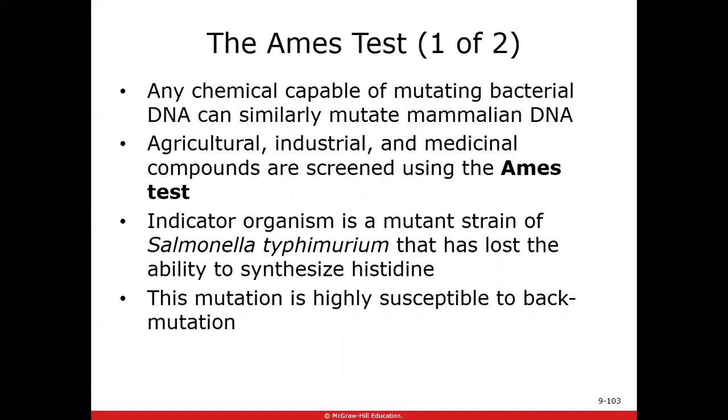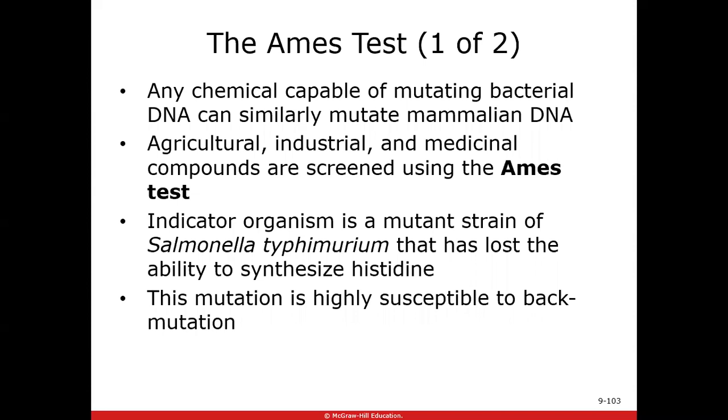So the Ames test. Any chemical capable of mutating bacterial DNA can similarly mutate mammalian DNA. Agricultural, industrial, and medicinal compounds are screened using the Ames test. They have an indicator organism, which is a mutant strain of Salmonella that has lost the ability to synthesize histidine. So it's Salmonella that doesn't make you sick.